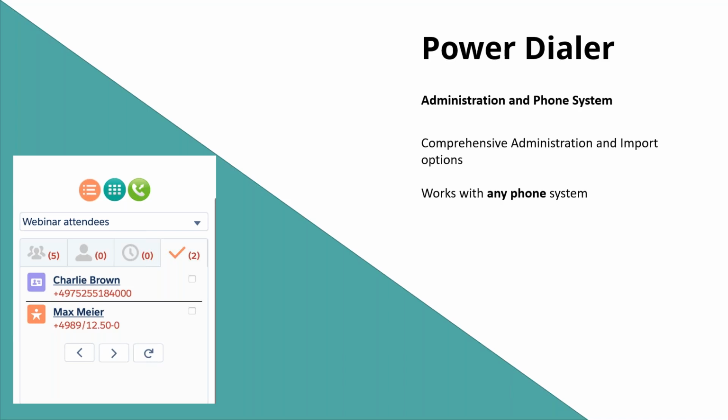Then the administration and phone system: you have a comprehensive administration and different import options, and it works with any kind of telephone system. It doesn't matter which kind of connection you are using at the moment with the CTI Data Connector. You can be sure that you are able to use the Power Dialer.